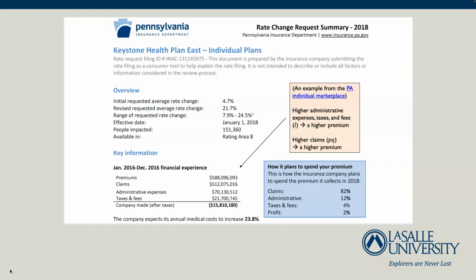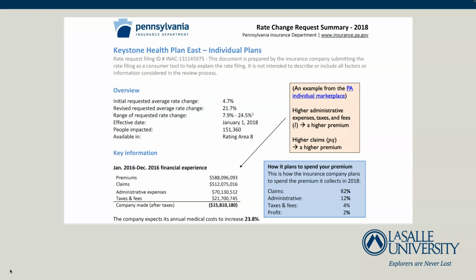and because their claims were greater than expected, and they expected medical costs to increase by 24%, at that point in time, they requested a rate change for their insurance plans of 21.7% to be effective in the year 2018. And that would be for 150,000 plus subscribers in the ACA marketplace. You can see how they had planned to spend 82% of their premium dollars on claims or actual healthcare expenses, 12% on administration, 4% on taxes and fees, with a slim 2% profit after that.